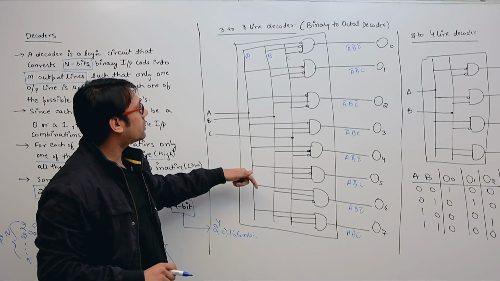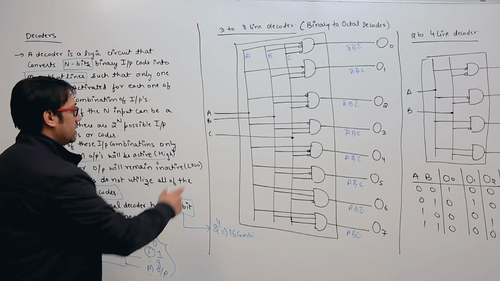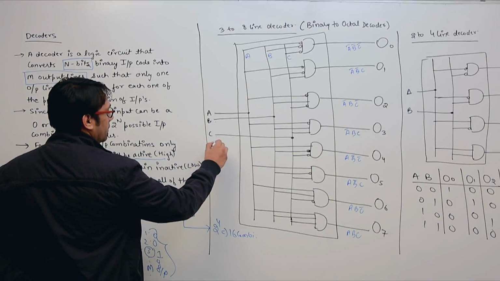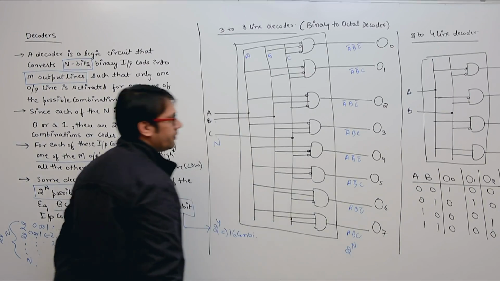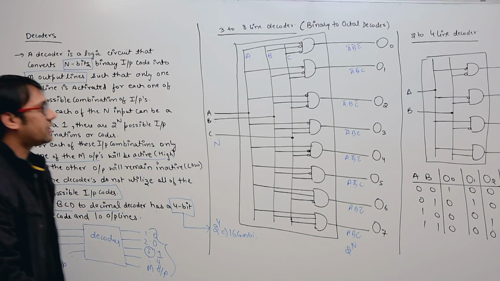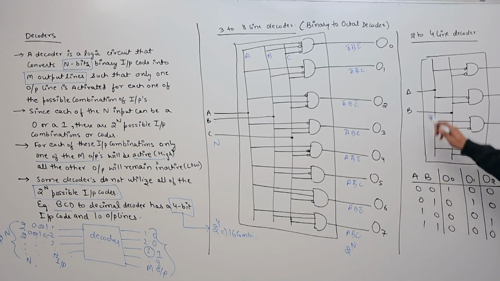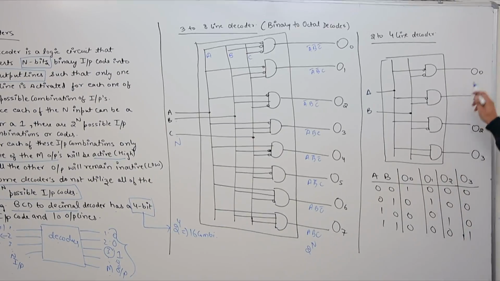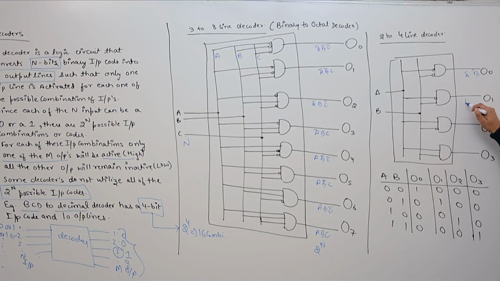So in case of decoder, this is a 3x8 decoder, where the number of input lines is 3, which can be represented by n, and the number of output lines is 2 raised to power n, which is equal to 8. In the same way, we can have a 2x4 decoder, which has 2 input lines and 4 output lines. The first output line represents A complement, B complement. The second represents A complement, B. The third one is A, B complement, and the fourth one is AB.